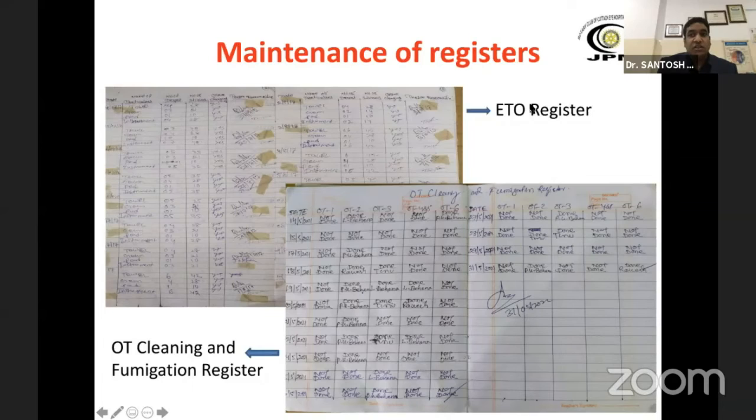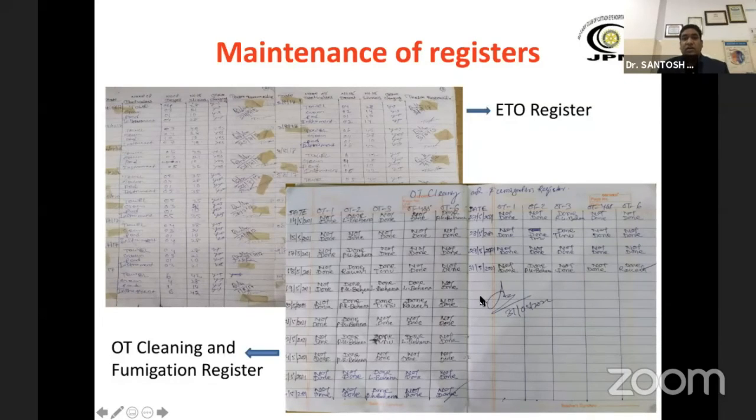This is the ETO register, where each thing is mentioned: the person who has packed it, the items packed, the verification tag which is put after the instruments come out, and the sign of the person who has verified it. Like that, this is another register, the OT cleaning and fumigation register. You can see the date is mentioned, the 14th May 2021. We have 6 OTs, OT 1, 2, 3, 4, 5, 6 is mentioned. And the person who has done the cleaning and fumigation, the name is mentioned, and it is verified by me.